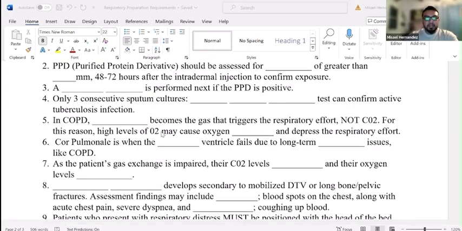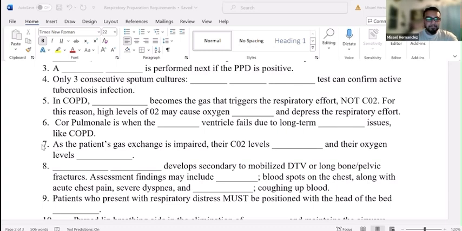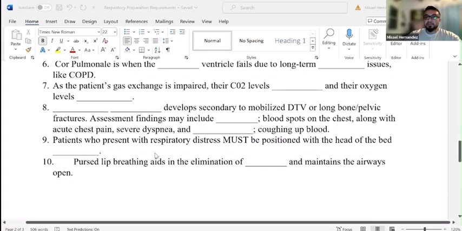For this reason, high levels of O2 may cause oxygen blank and depress the respiratory effort. Number six, cor pulmonale is when the blank ventricle fails due to long-term blank issues, like COPD. Number seven, as the patient's gas exchange is impaired, their CO2 levels blank and their oxygen levels blank.